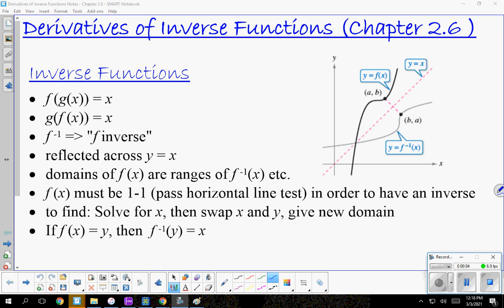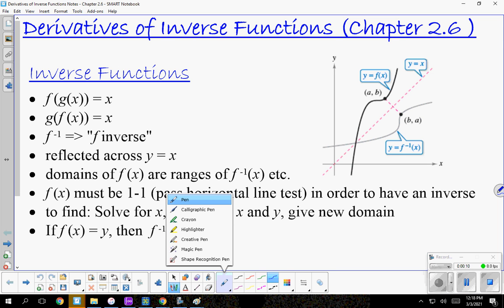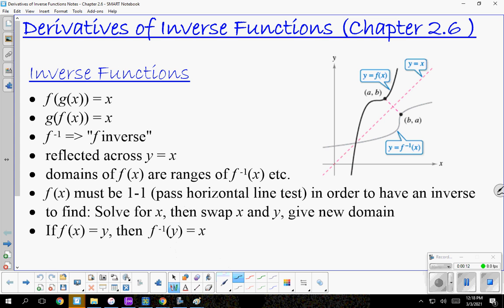In this video, we're going to review what an inverse function is, and we're also going to look at how to take derivatives of inverse functions. And it's just going to be a formula that you're probably going to have to memorize. So first of all, there's a couple things that you should have already learned about inverse functions.